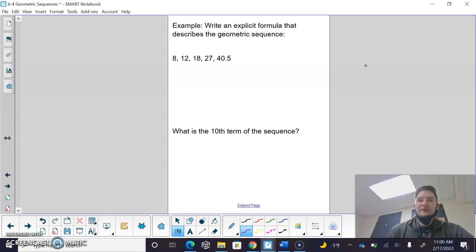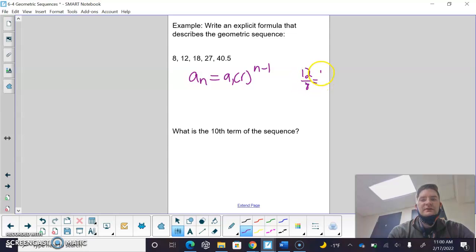So this one says, write an explicit formula that describes a geometric sequence. What is the 10th term of that sequence? So first of all, here's our equation. We're going to divide 12 by 8, and we're going to get 3 over 2. You can write the decimal or the fraction, doesn't matter. So this right here is your common ratio r. And this one right here is your first term, a sub 1.